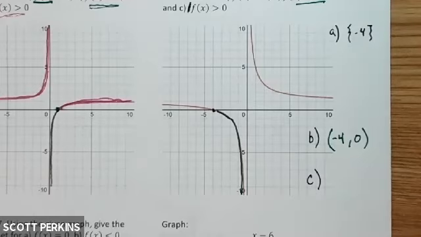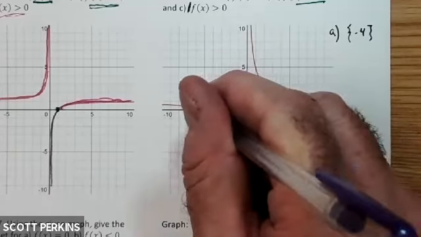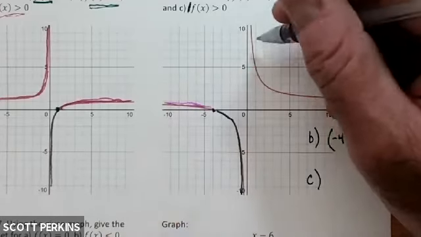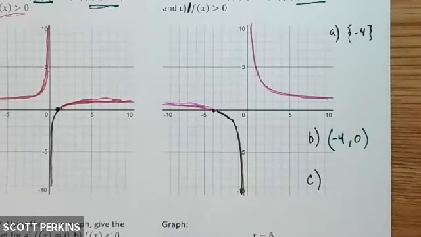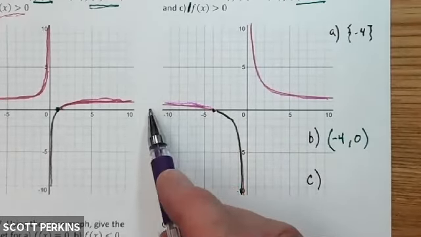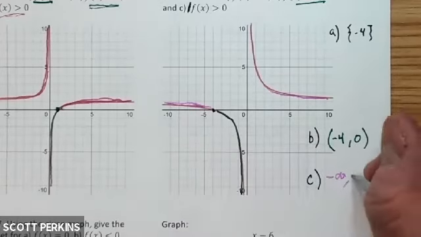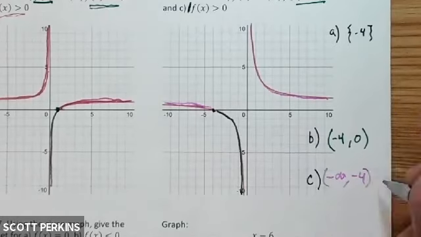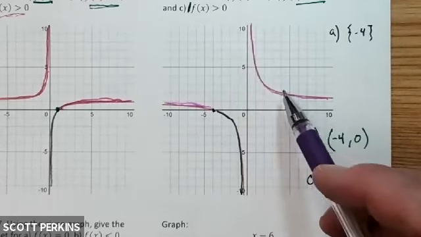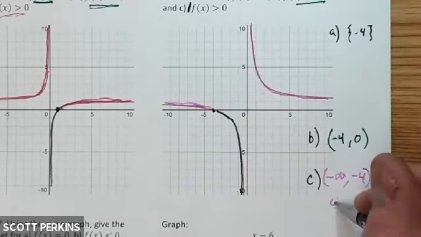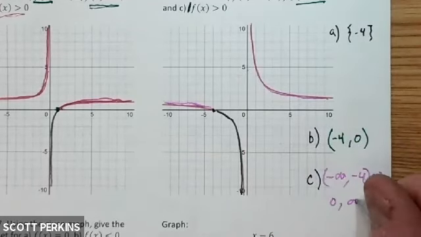Well, it's greater than 0. Let me trace with a different color. Let's see if the purple works better than the maroon. So, whoops, it's going to be over here. And then all of this over here is where it's greater than 0. So for this first interval, the leftmost part of that is -infinity. And then it stops at -4. Union. And then over here, the leftmost part of this part of the curve is 0, that vertical asymptote, and then the rightmost part is infinity.